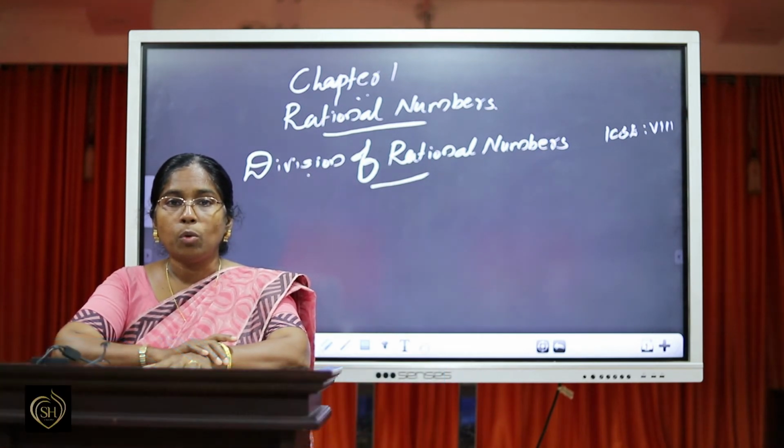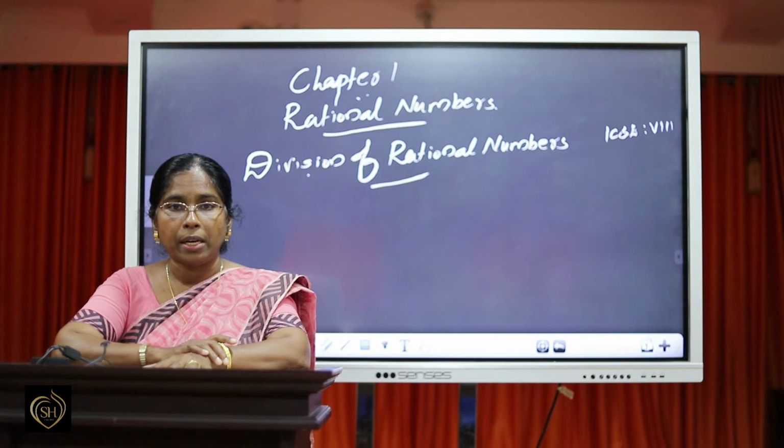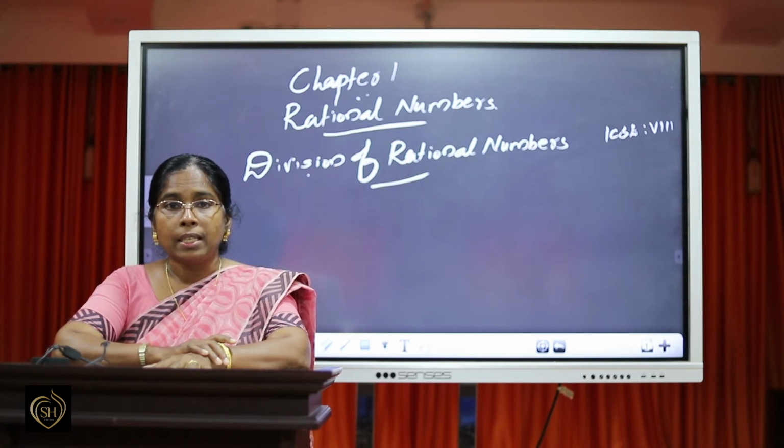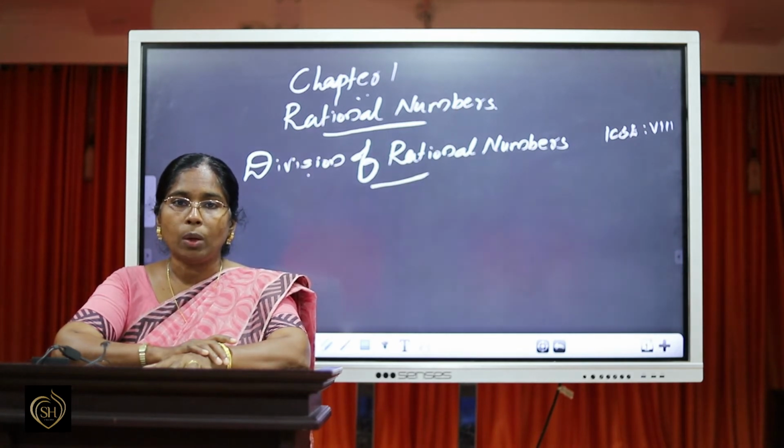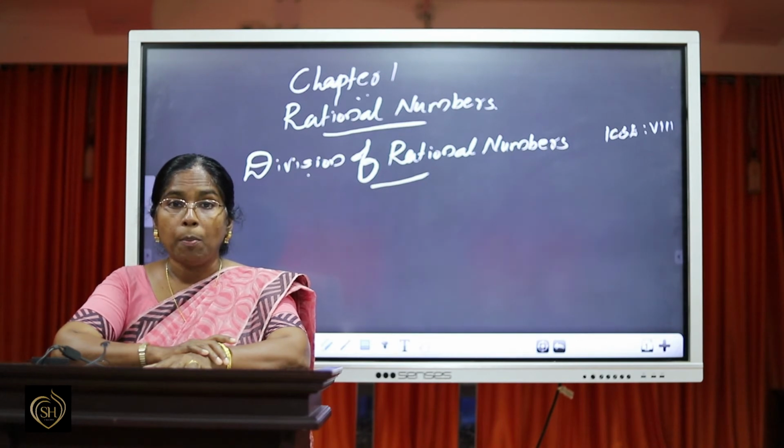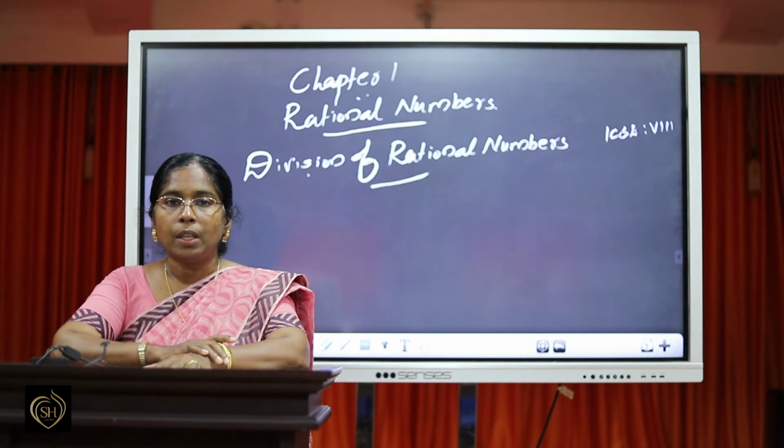Today, we are going to discuss division of rational numbers. In this property, we can see that if a by b and c by d are two rational numbers and c by d not equal to 0, then a by b divided by c by d equals a by b into the reciprocal of c by d, that is equal to a by b into d by c.